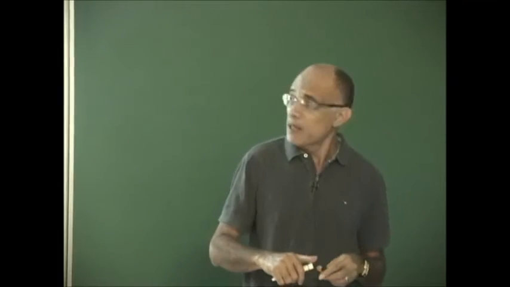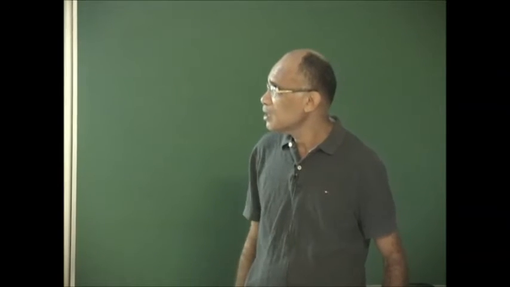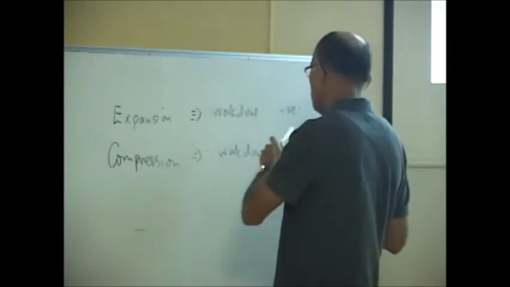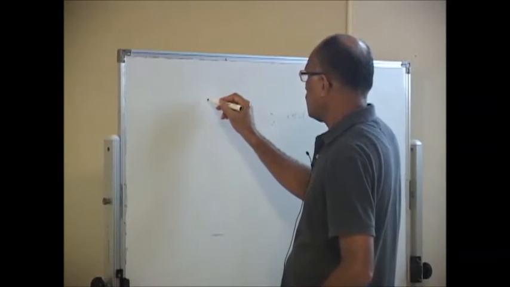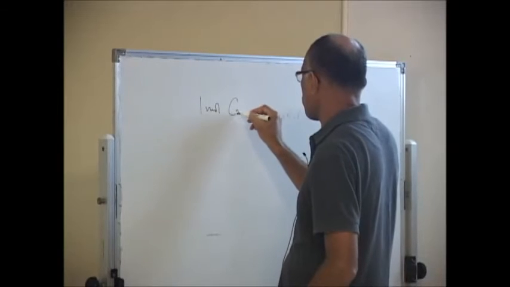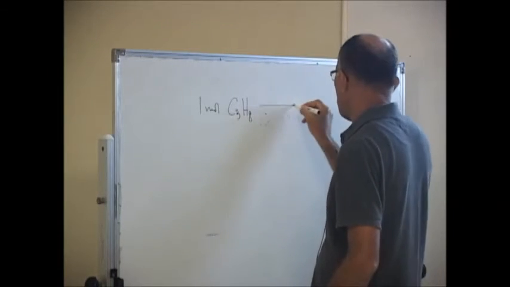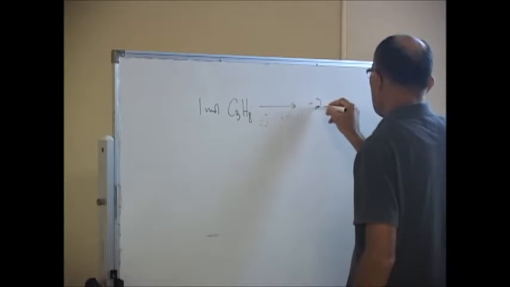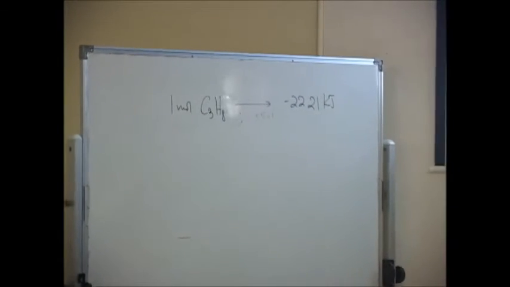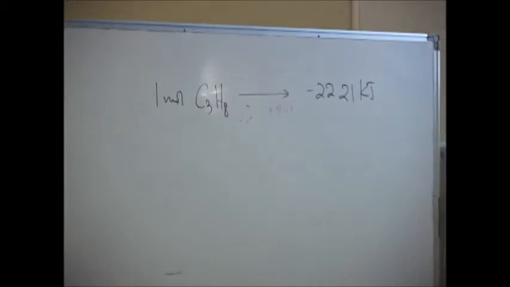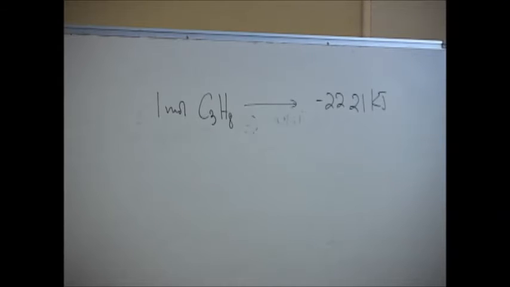So let's look at this example. We see that from the equation, we can relate the mole quantity and the energy quantity. So 1 mole of propane will produce minus 2,221 kilojoules. That's from the chemical equation, based on the stoichiometry and the amount of heat that is produced.